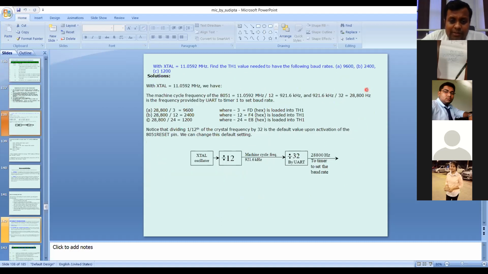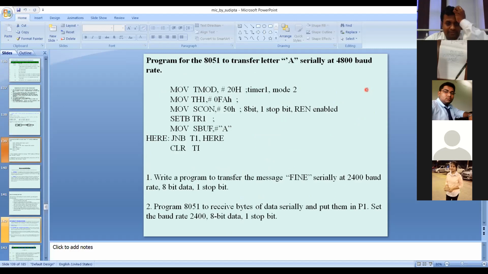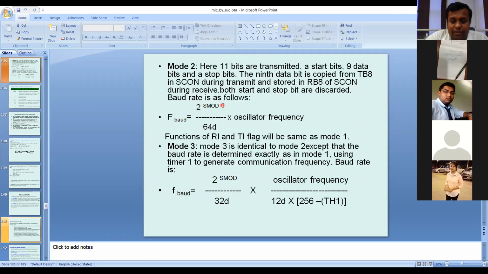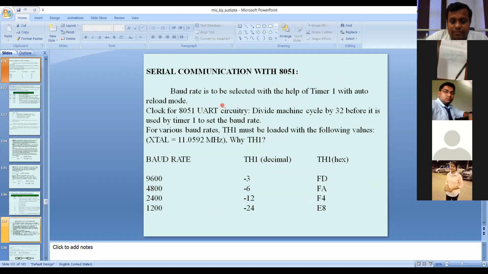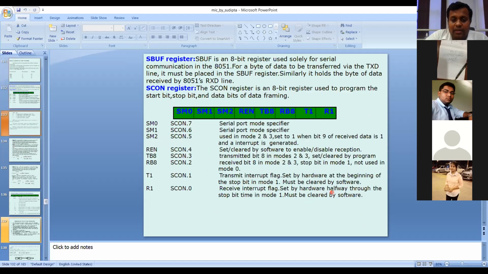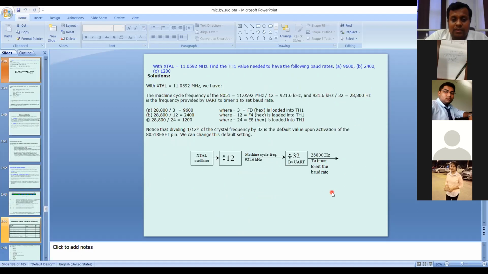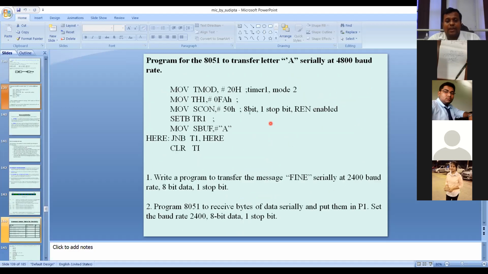So some homework is given. Some program is there. I want to transmit A in serial communication. Baud rate will be 4800. So for 4800 baud rate, the value of TH1 will be FA.